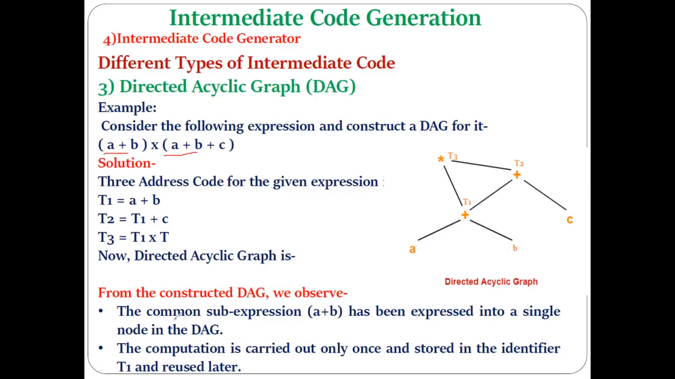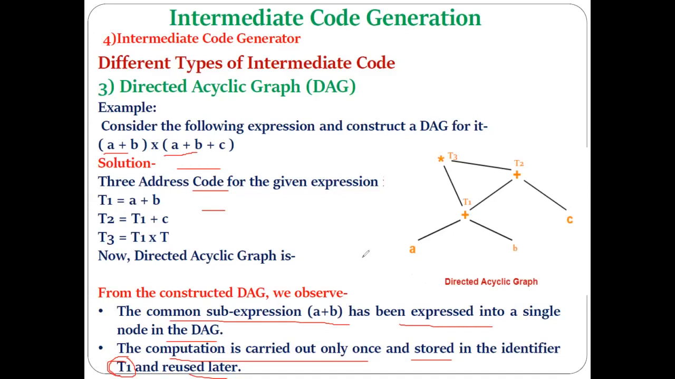So that is the reason here I have shown that the common sub-expression A plus B has been expressed as a single node in the DAG. Understood? And the computation is carried out only once, stored in the identifier T1, and reused later. Meaning, if afterwards A plus B is repeated 10 times or 15 times, you do not need to evaluate it 10 times or 15 times. Only once it will be evaluated and it will be utilized further any number of times. Understood? So to show the common sub-expression, DAG is very useful. Using the DAG, you can easily recognize the common sub-expression in your expression.